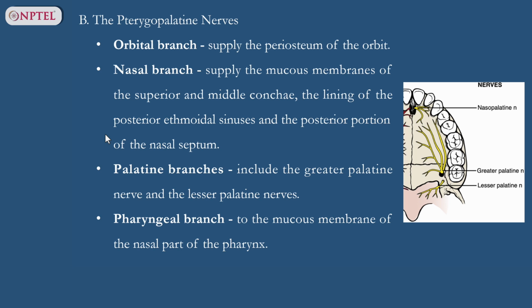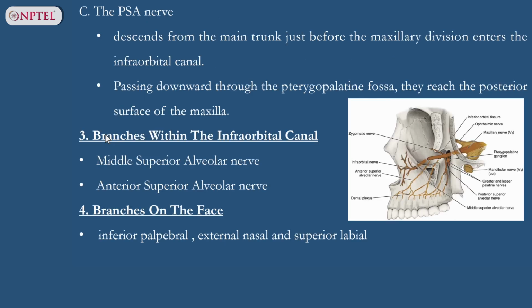The pterygopalatine nerve is further subdivided into orbital branches, nasal branches, palatine branches, and pharyngeal branches. The orbital branches supply the periosteum of the orbit. Nasal branches supply the mucous membrane of the superior and middle concha and also the lining of the posterior ethmoidal sinuses and posterior portion of the nasal septum. Whereas palatine branches include the greater palatine nerve and lesser palatine nerve. The greater palatine nerve supplies the mucoperiosteum of the palate of that side up to the premolar canine area. The pharyngeal branches supply the mucous membrane of the nasal part of the pharynx.